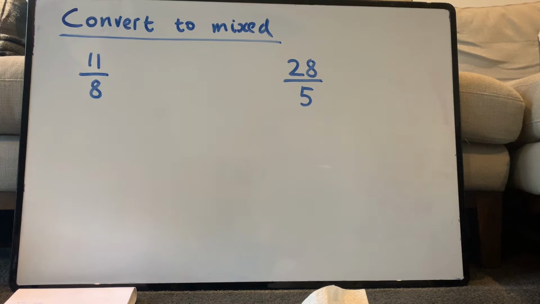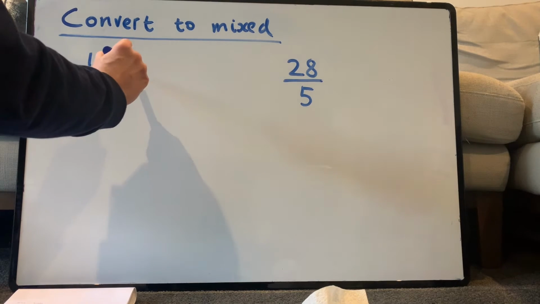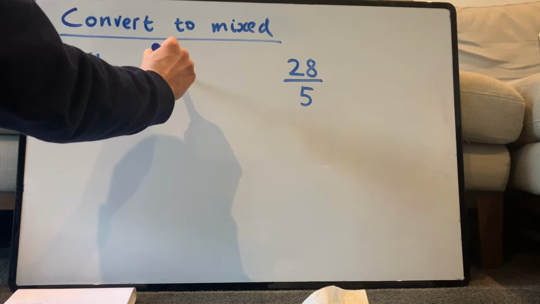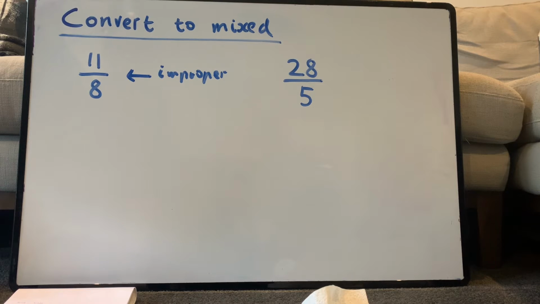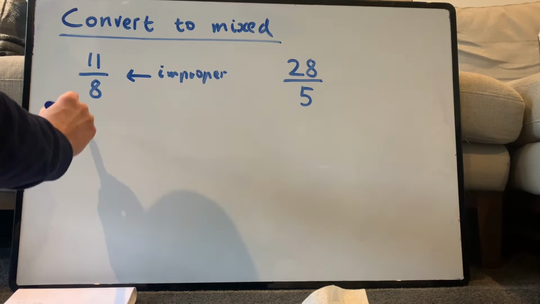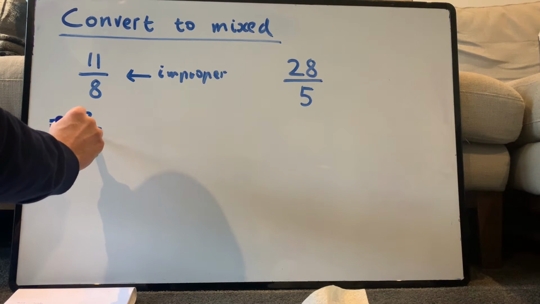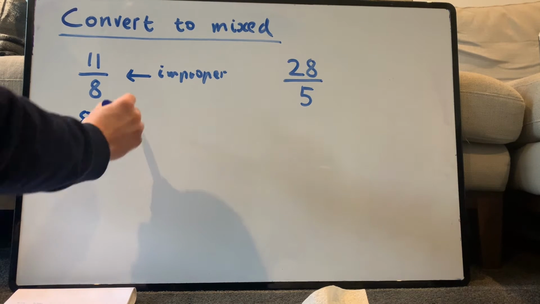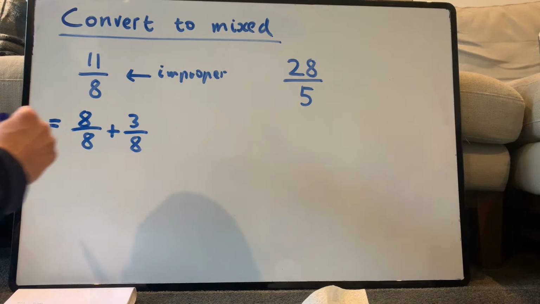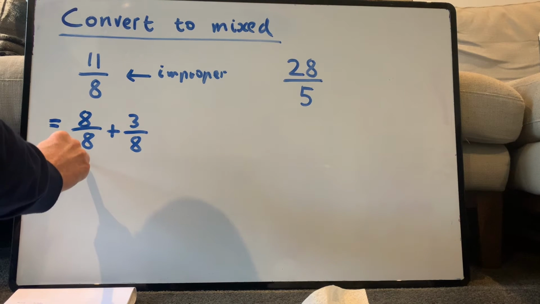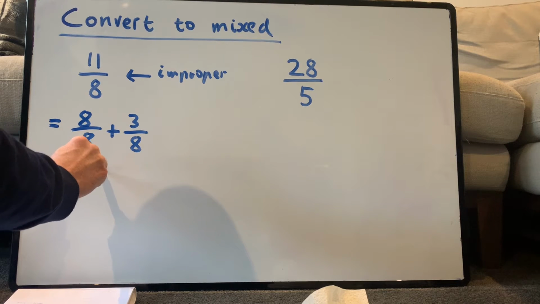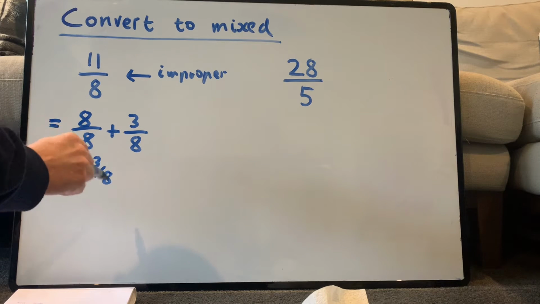All right, first thing that you may have forgotten is how to convert from improper fractions, where the numerator is larger than the denominator, to mixed numbers, which is a whole number and a fraction together. Basically, the idea is that you can think of this 11/8 as 8/8 plus 3/8, because 8 plus 3 equals 11, and you know that 8/8 is 1, and you've got this 3/8 left over. Therefore 11/8 is 1 3/8.